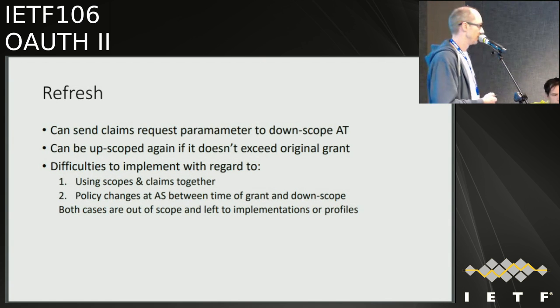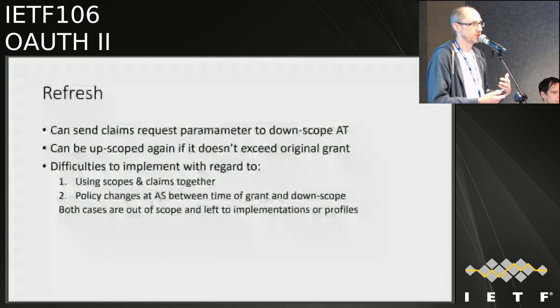Refresh. I know I'm going over time, but I'll do my best here quickly. You can send the claims request parameter to do downscoping, just like you can with sending the scope request parameter to downscope. If you've done that and then you refresh again, you can upscope back to your original grant. This is difficult to implement. I can speak from experience. Using scopes and claims together makes this hard, and policy changes make this hard. But those two parts are left out of the specification. So it doesn't talk at all about using scopes and claims together like OpenID does, and it doesn't go into handling policy configuration changes. So refresh is actually pretty simple as far as the spec is concerned.